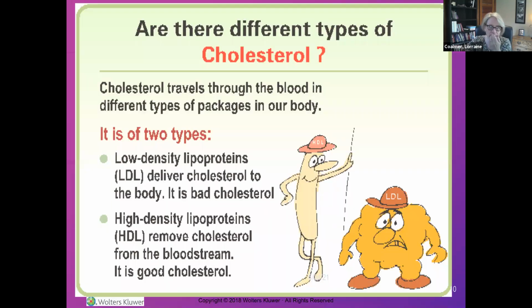So we kind of talked briefly about the LDL. LDL is the bad guy right here. Okay, LDL, bad cholesterol. So the lower, the better. HDL helps remove cholesterol from the bloodstream. The higher, the better. So the higher the HDL, the better. The lower the LDL, the better. And I'll talk about what the ranges are in a minute.